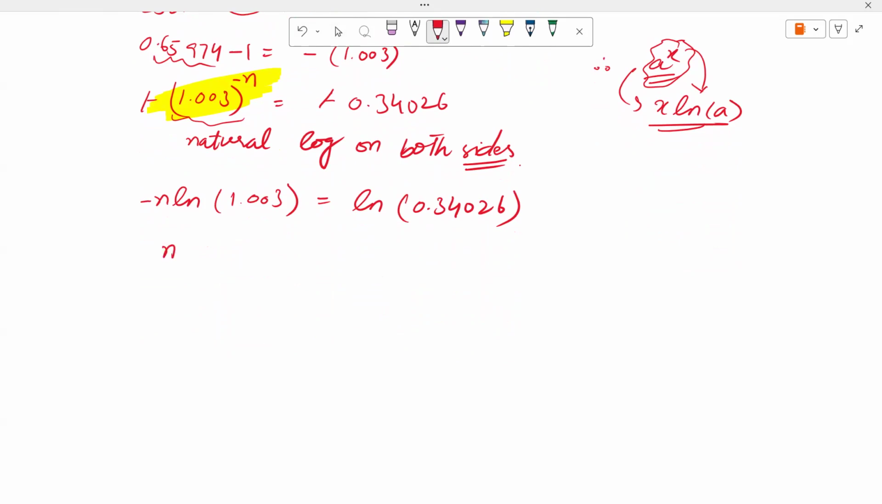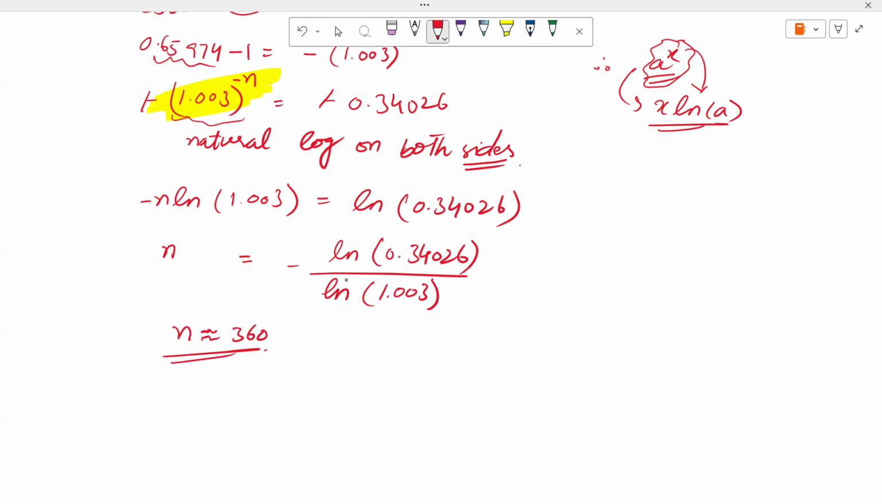You keep your n over here, and you take the minus ln of 1.003 to the right side of the equation. Now, ln 1.003 is getting multiplied on the left side. If you take it to the right side, it will get divided. Now, if you do the calculation, you will get a positive number, nearly around 360 as your n. If you do this calculation on your calculator, you'll get something nearly 360.